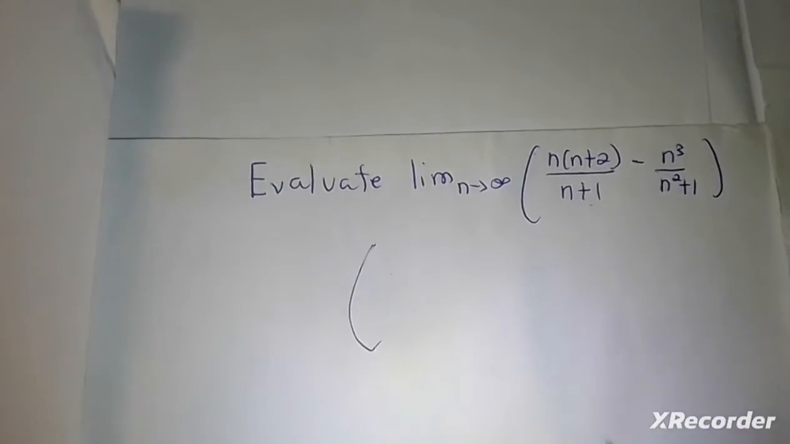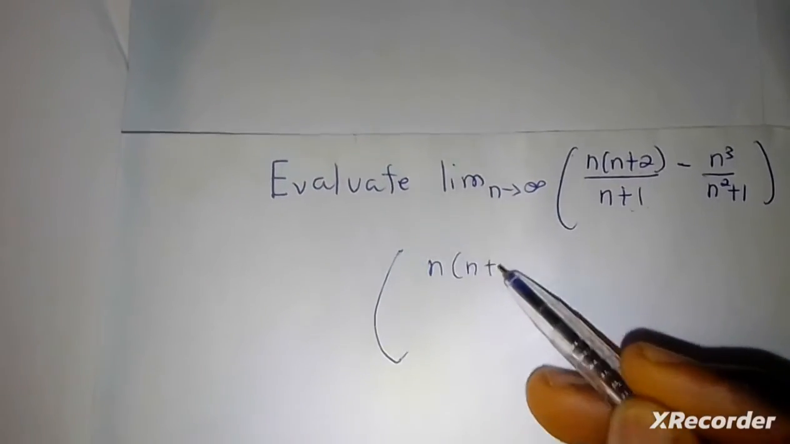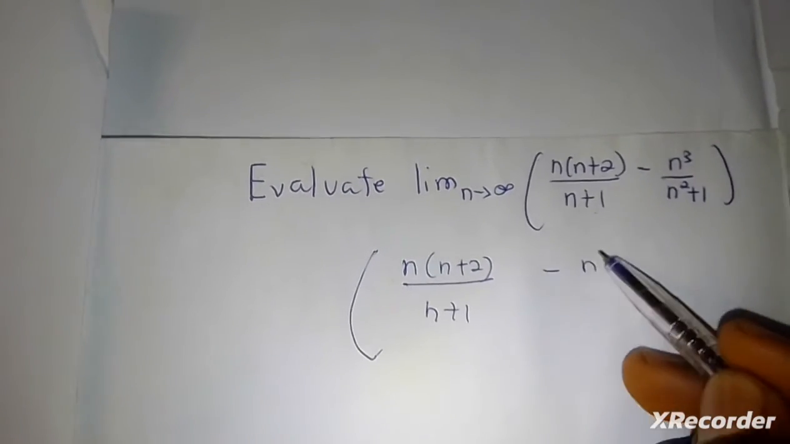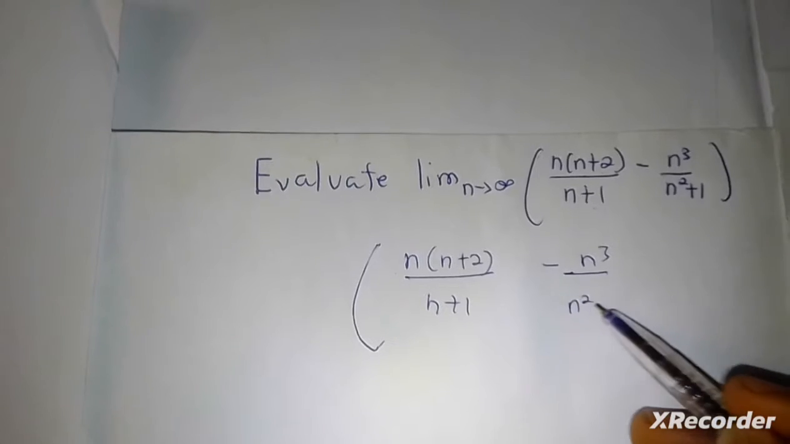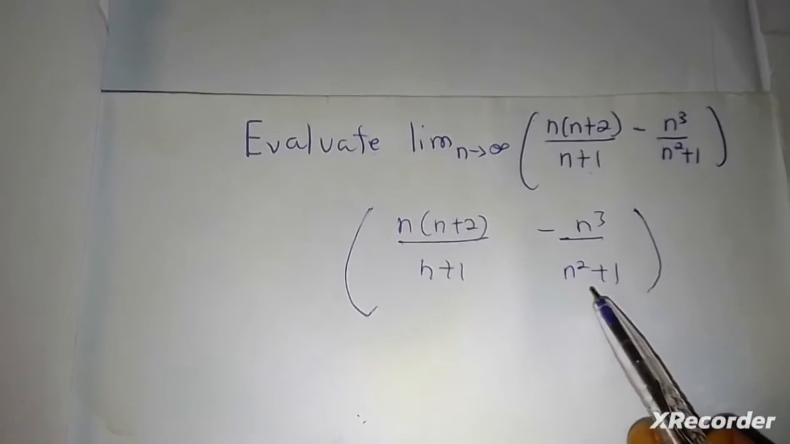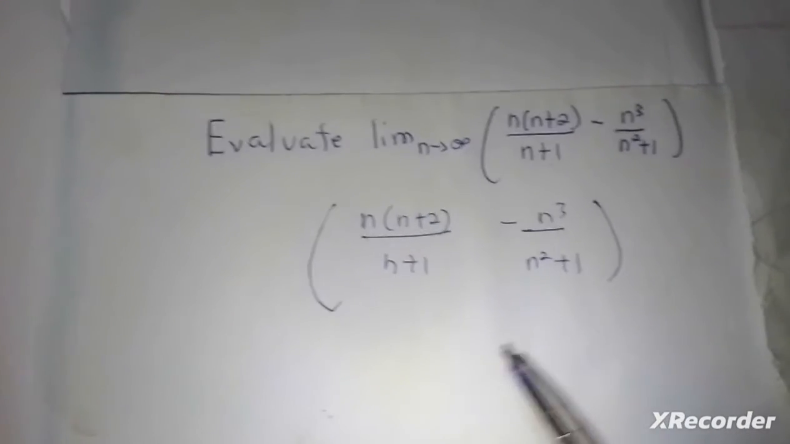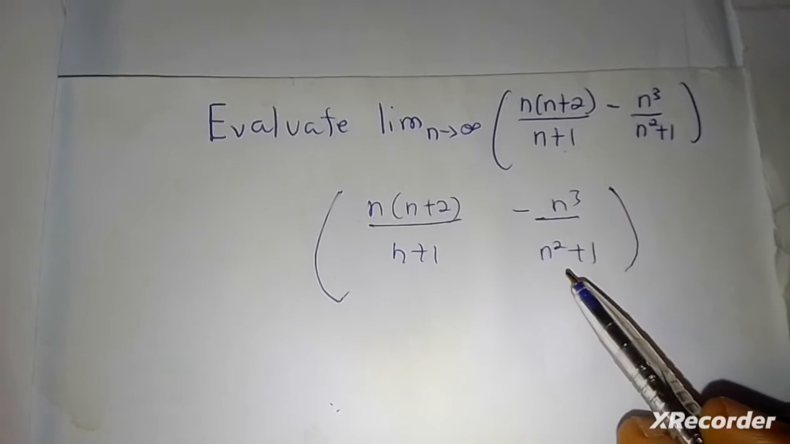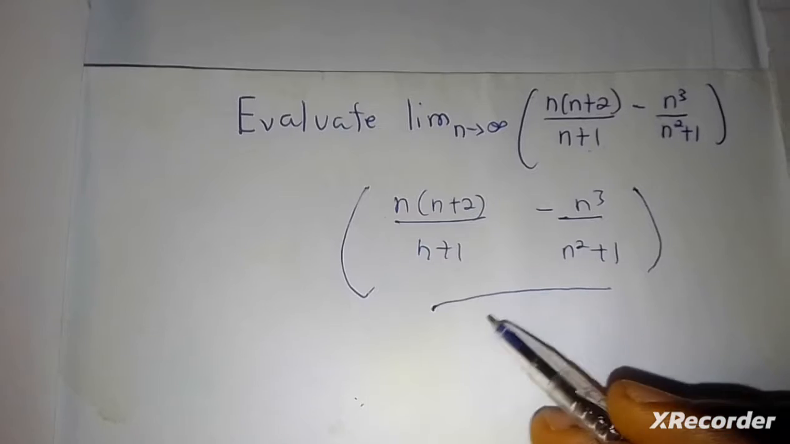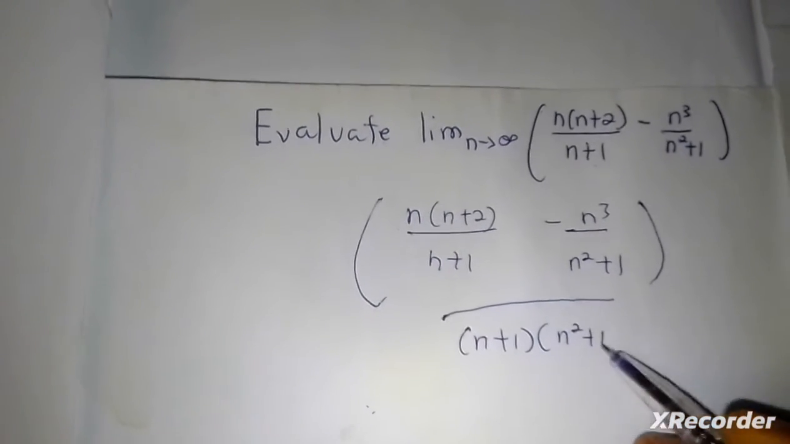So I'll open big brackets and I'll have n plus 2 all over n plus 1 minus n cubed all over n squared plus 1. So at this point I'm to simplify this. So what do I do? Now what I'm going to do is take the LCM of this. To take the LCM, I'm going to have the LCM to be n plus 1 multiplying n squared plus 1.